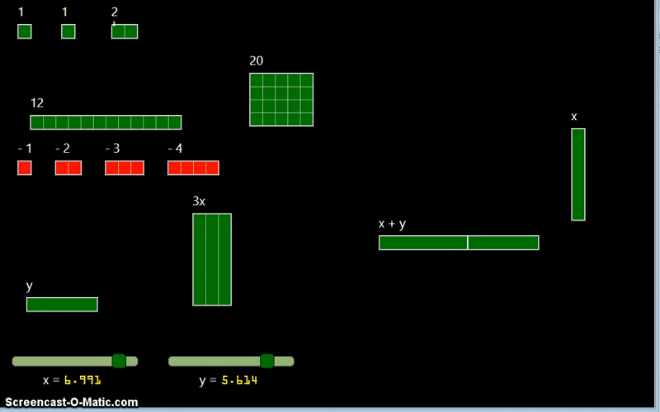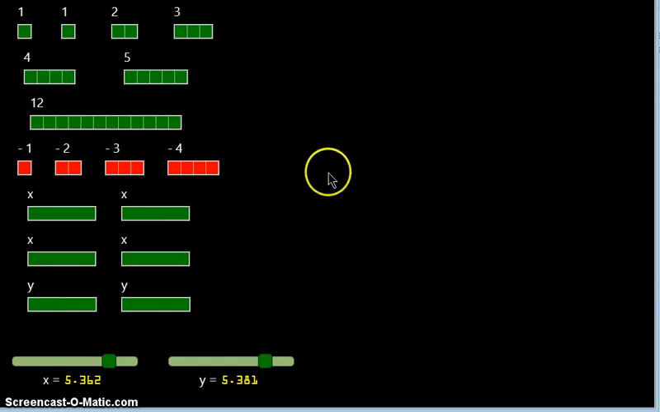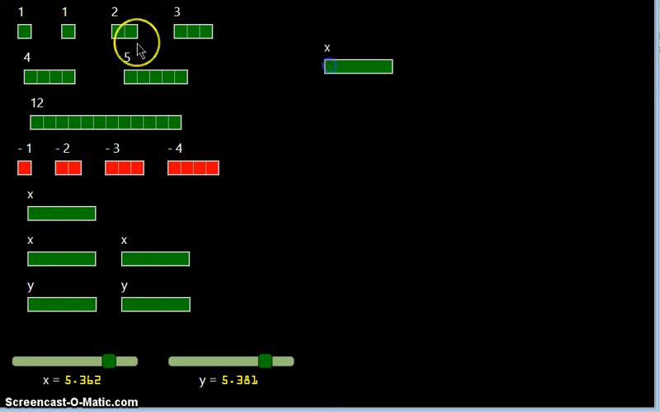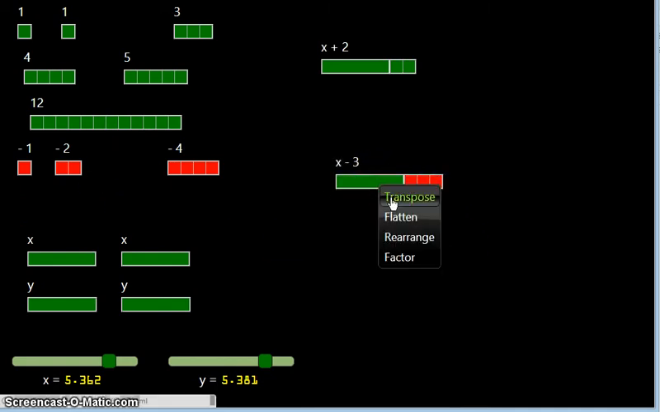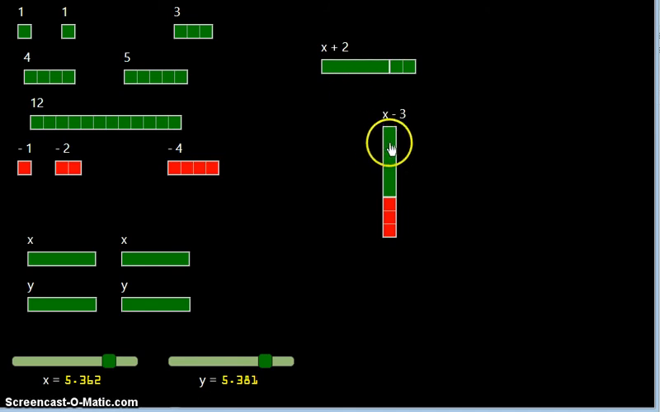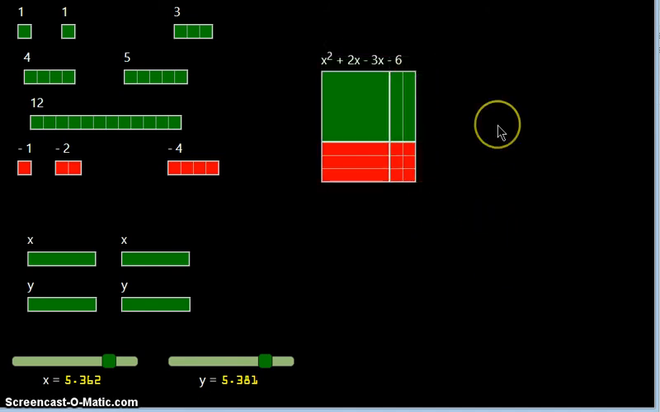I'm going to reload this page so that I can start from scratch, and let's multiply x plus 2 and x minus 3. So I'll create x plus 2 and x minus 3. Transpose one of them so that I can do the usual multiplication. And there's the product. And of course, this can be simplified to a trinomial.